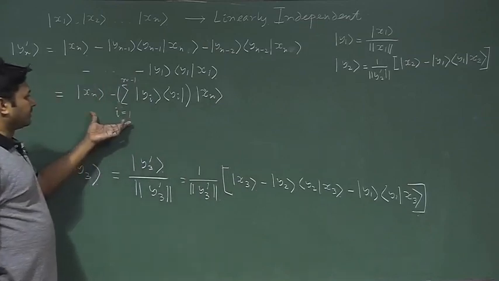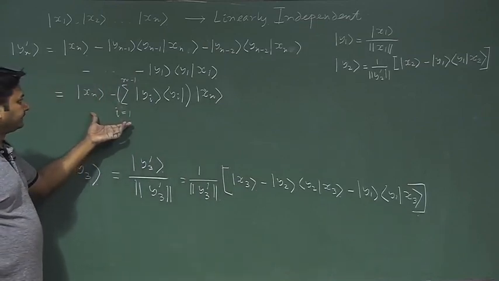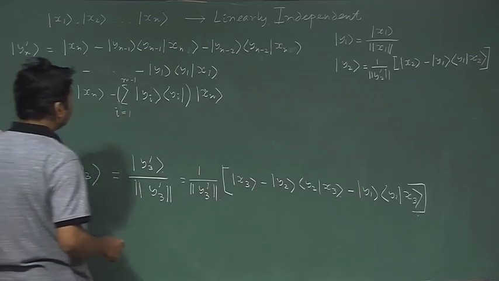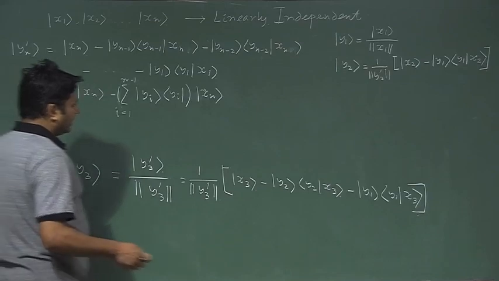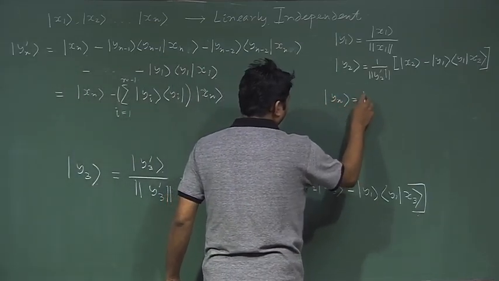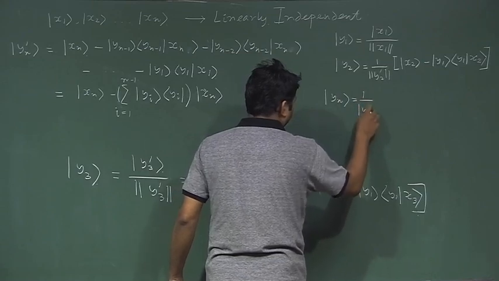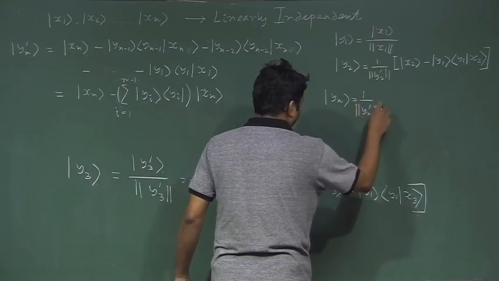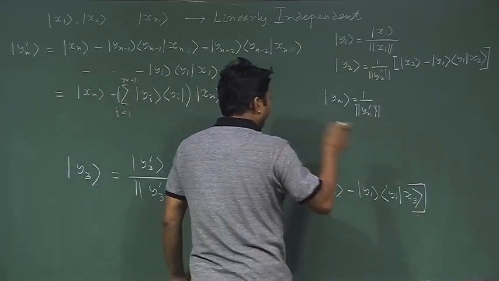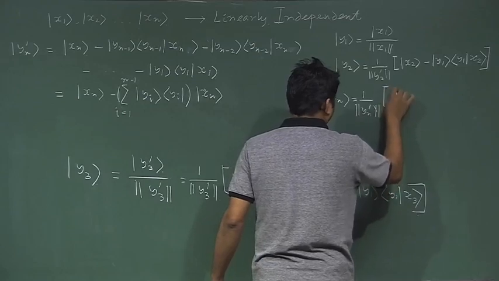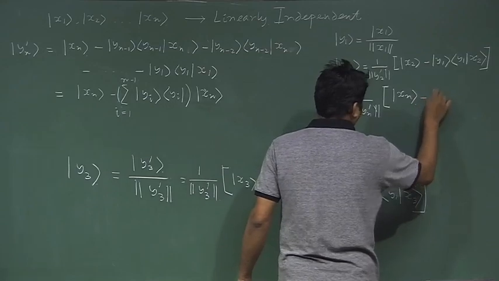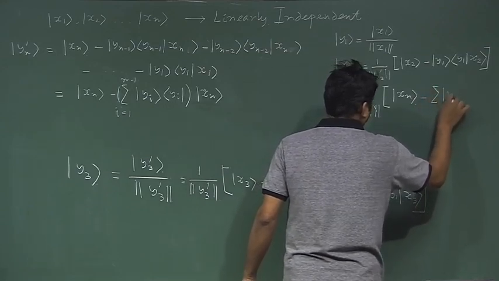So, this is my complete expression. Now that I have this complete expression in my hand, let me write it once again, which is 1 divided by the mod of yn, which is this quantity, mod of whatever I have, and then xn I have, and then sum over this quantity.